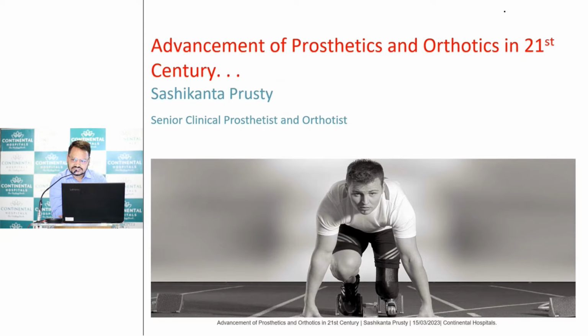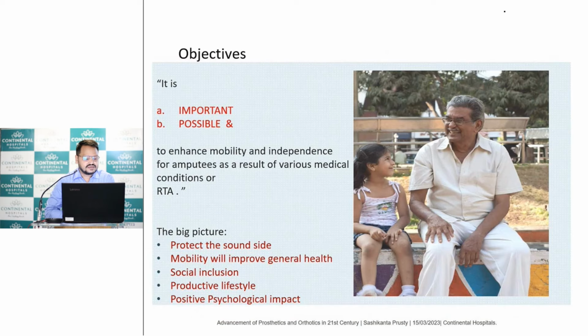So the objective is basically, here we have a patient who is using an above-knee prosthesis. It is important to enhance mobility and independence for amputees as a result of various medical conditions or road traffic accidents. So the big picture, when we see a case of such kind: protect the sound side, that's very important.